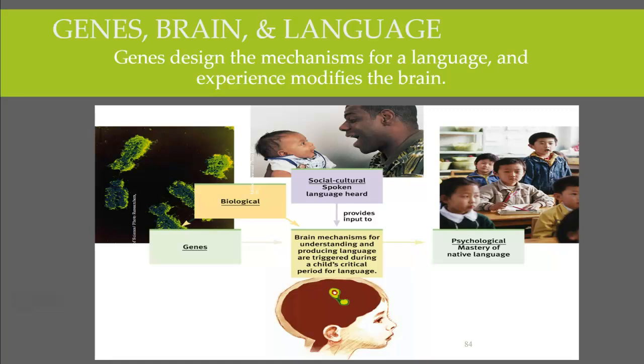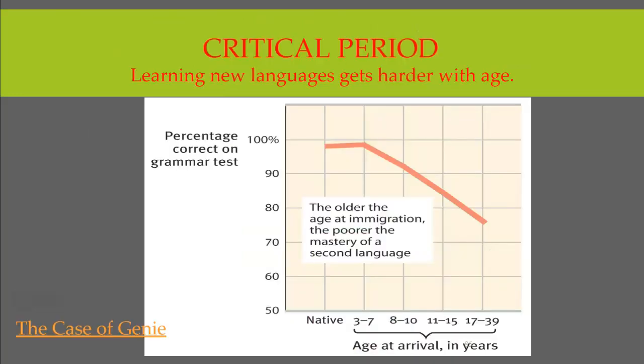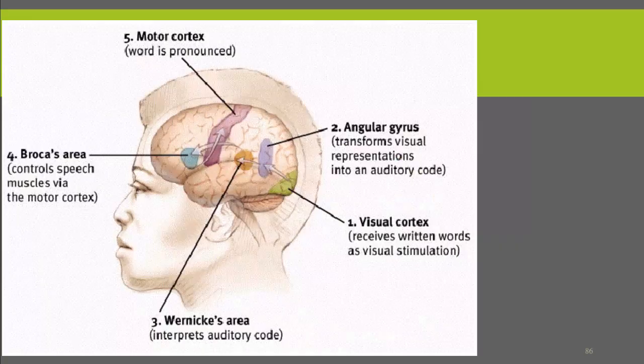The biopsychosocial model is a really good explanation for how language develops, that we have the genetic components, our biological components in our brain, and then the socio-cultural things from being spoken to. Again, here's that critical period. They've got to learn language by about 7 years old.